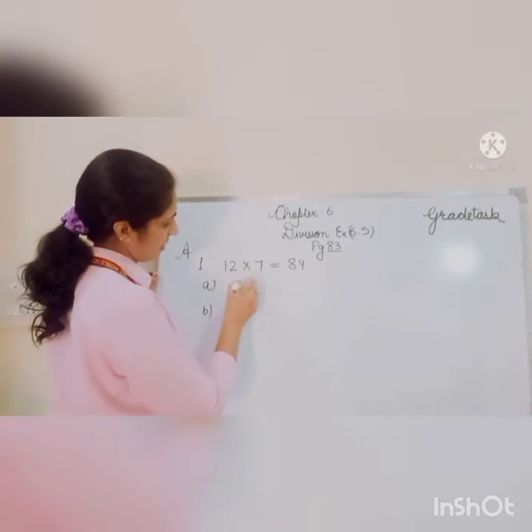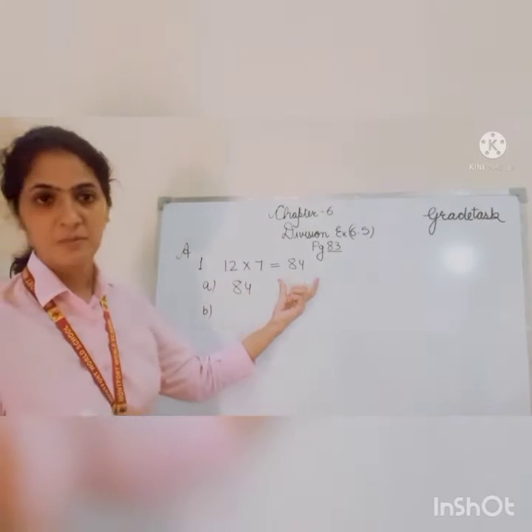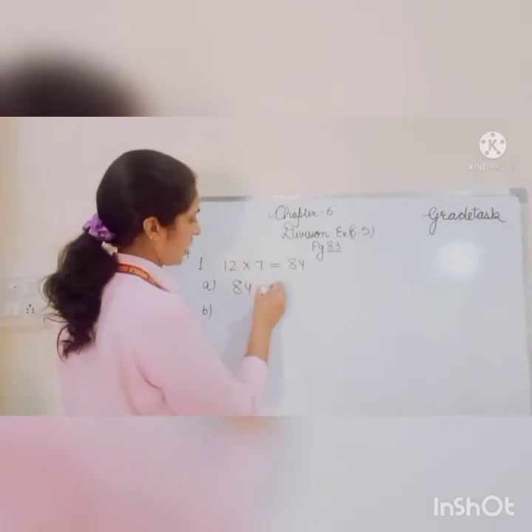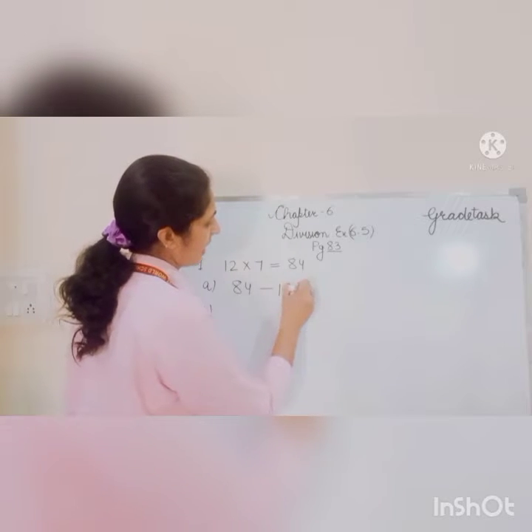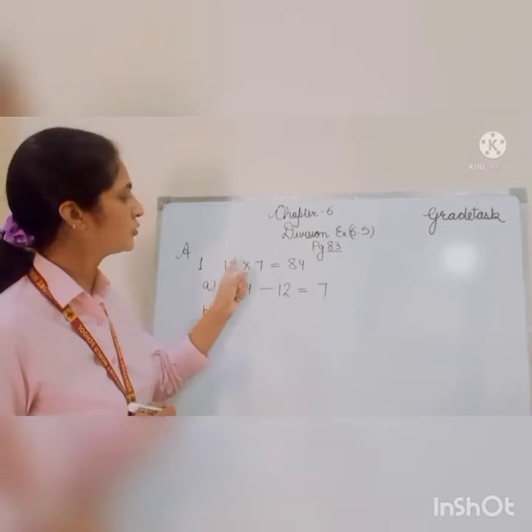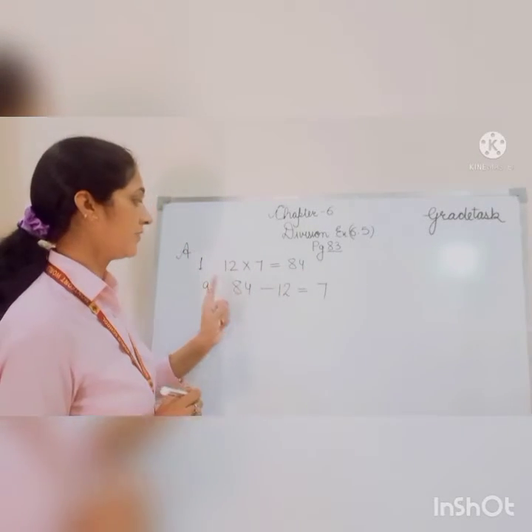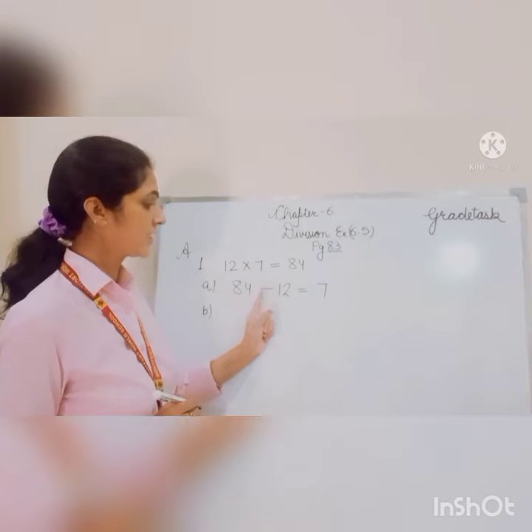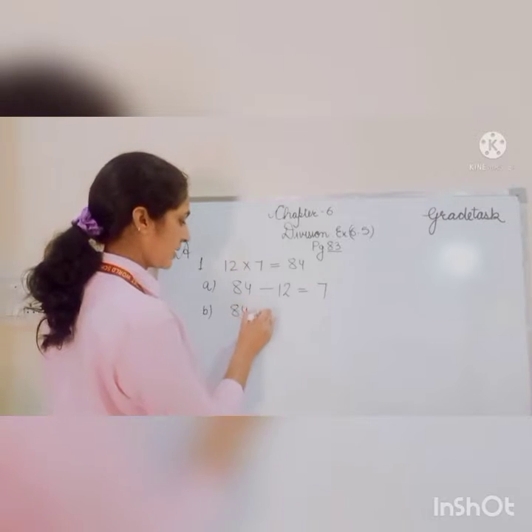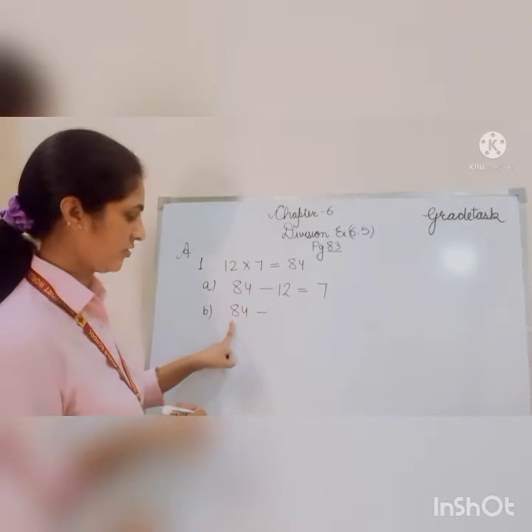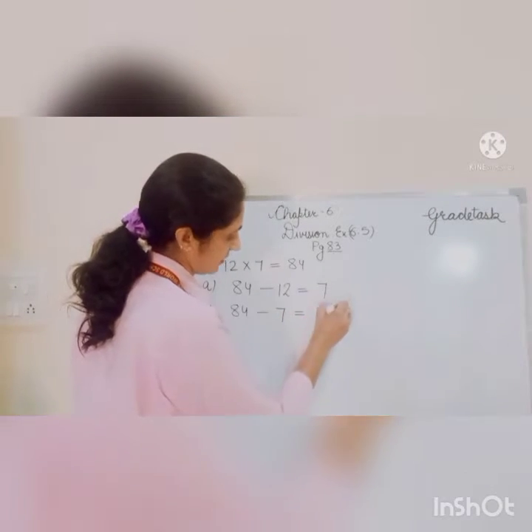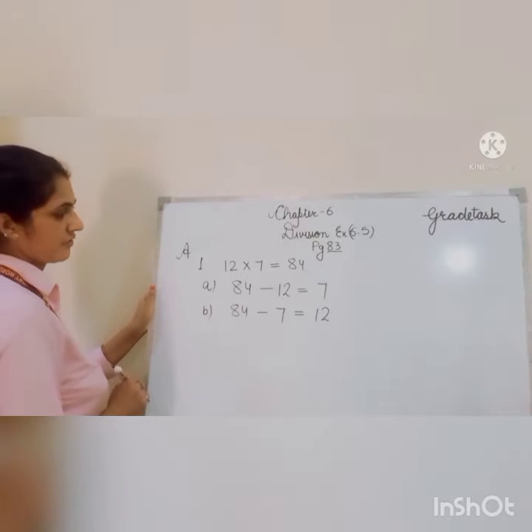Firstly, we have to write the dividend. So what is the dividend? The biggest number among these three will be your dividend. One time you will divide by 12, then you will get answer 7. We have to use these three numbers only. The dividend will be 84, when divided by 12 it is equal to 7. Secondly, always the dividend will be at the first position. Secondly, you will divide by 7, so you will get answer 12. So this will be your division fact.